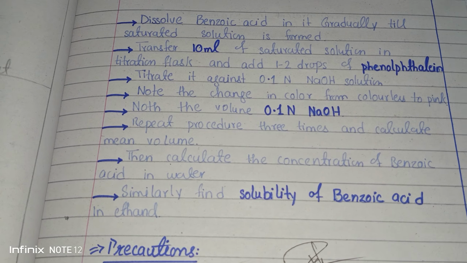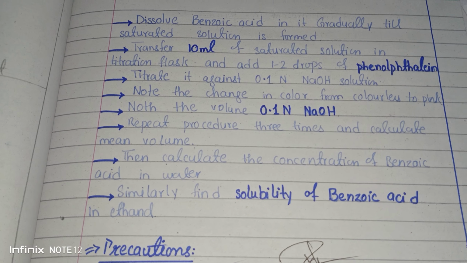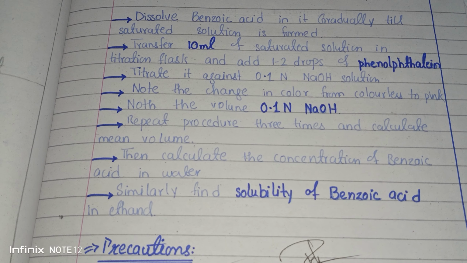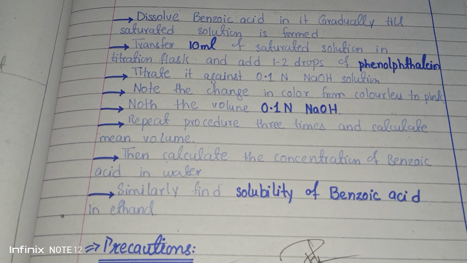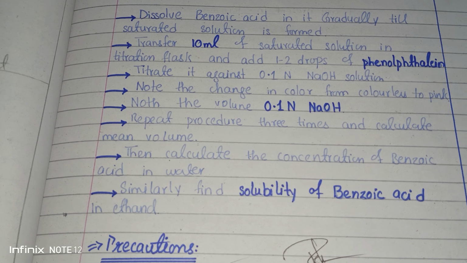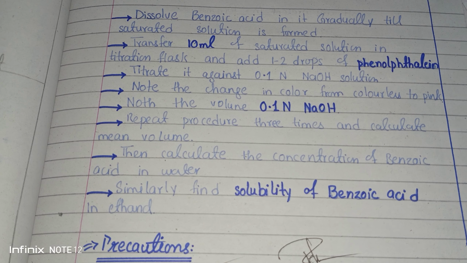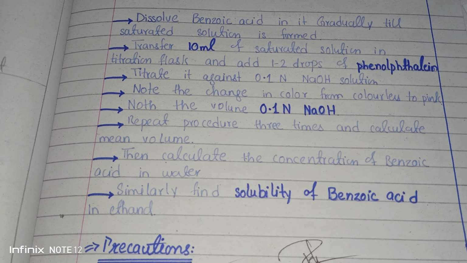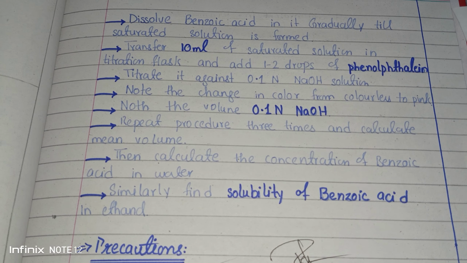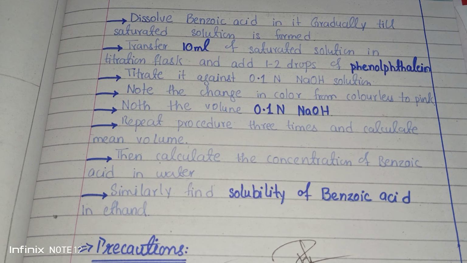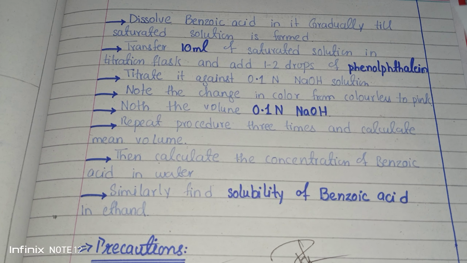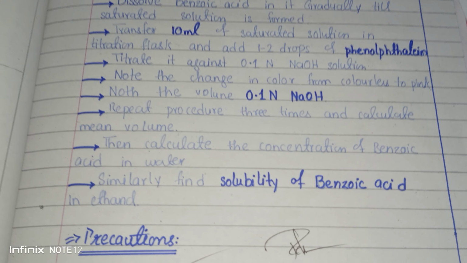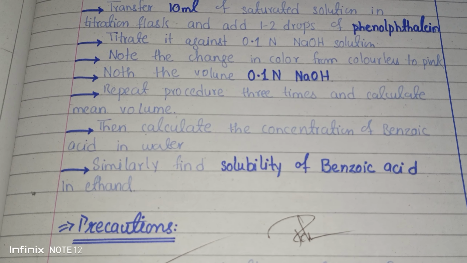You will first prepare the benzoic acid saturated solution, and then you transfer 10 ml of it into the titration flask, and in the titration flask you will titrate against 0.1 normal solution of NaOH, and you will also add 2 to 3 drops of phenolphthalein indicator to it. Now the color will change, and you note the color change, how it changes from colorless to pink color.